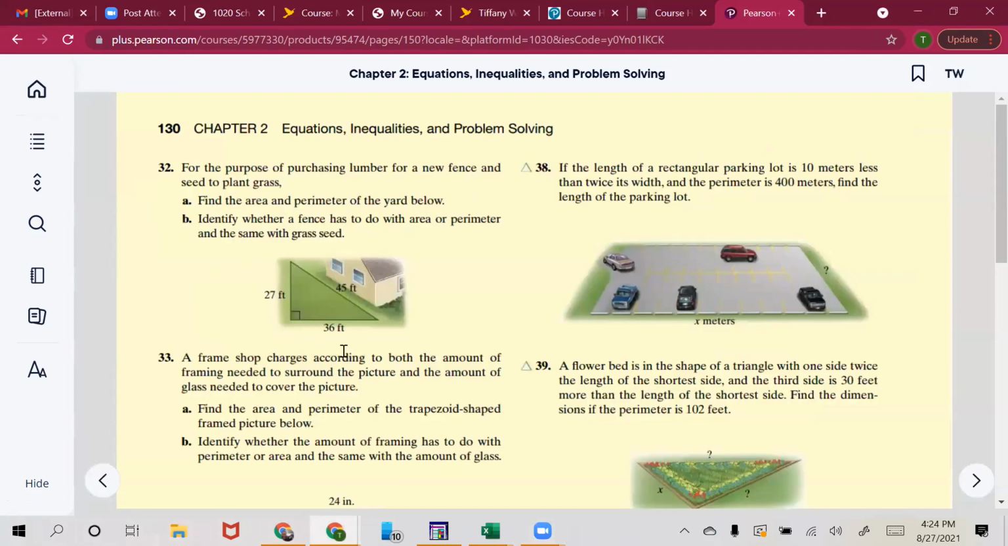Let's look at, let's do 32. So number 32, we're just using a formula to actually work it out. So I think we can do this. Maybe not. Maybe I need to draw a picture.